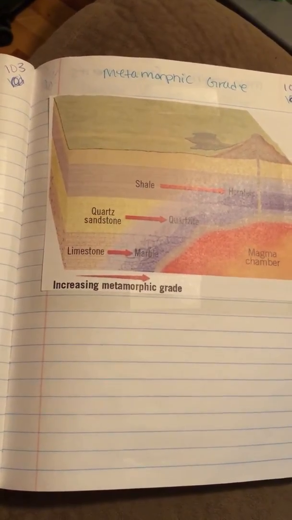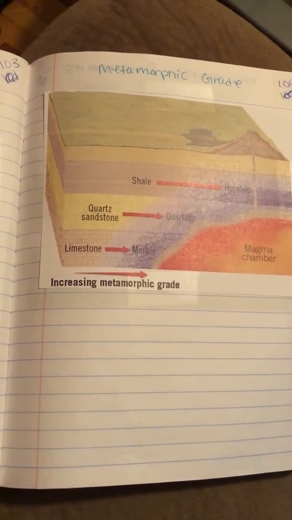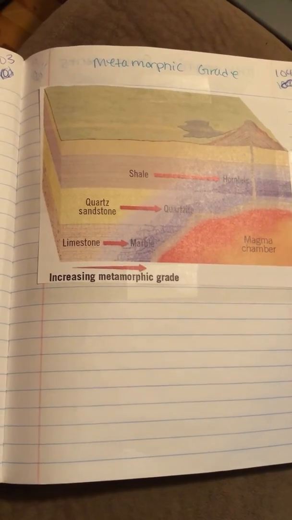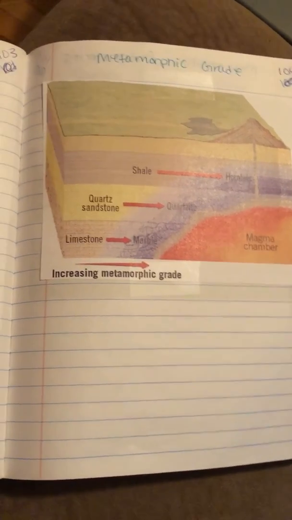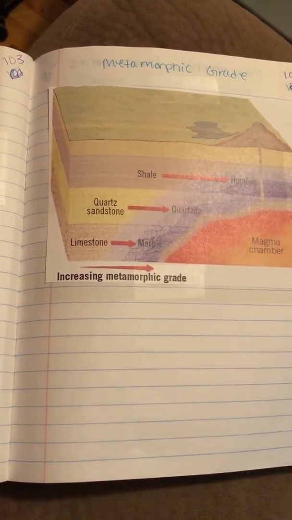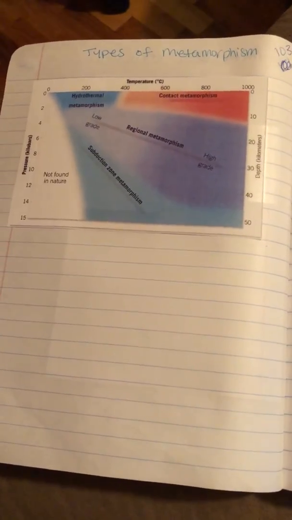for different metamorphic grades. Explain what the different categories are and what they're a function of. What is metamorphic grade? And explain the differences in the types of metamorphism using this diagram from page 103.